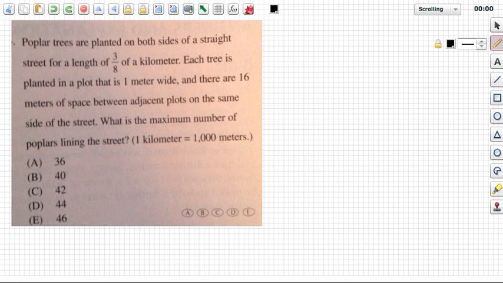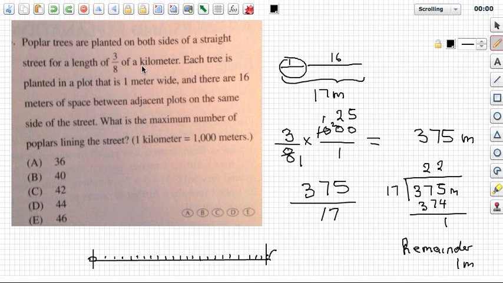Okay, I have one more for you to try. Please pause the video now and try this problem. When you are ready, run the video for answers. Let's look at the problem.